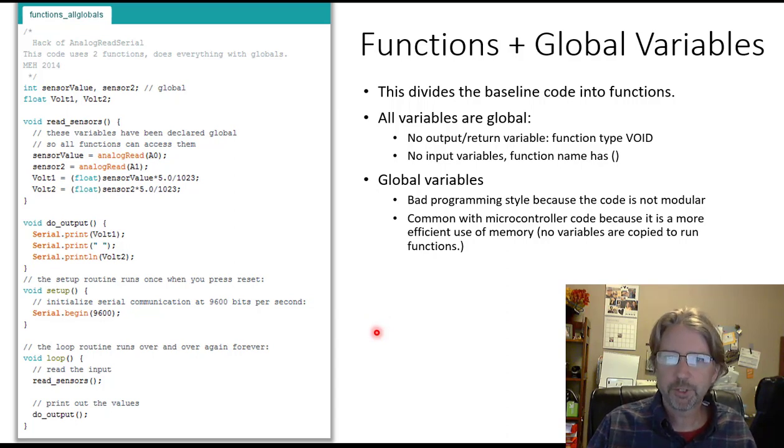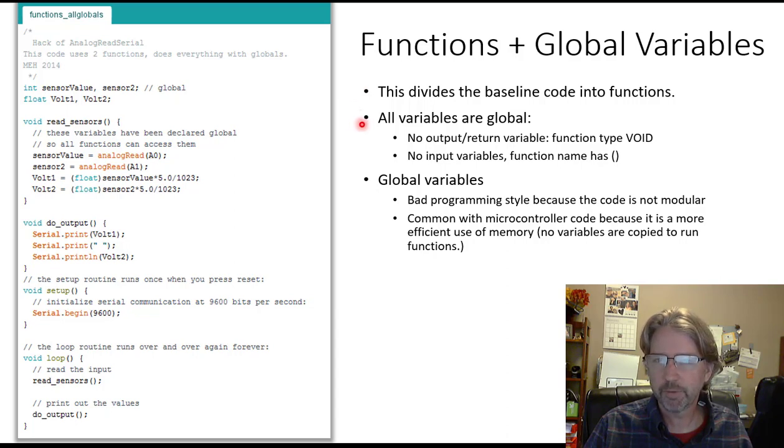So this is the first way to make this code modular. What we have is functions to do all of the work and using global variables to control all the data. So this code is divided into functions and all the variables are global variables. That means they're declared outside of the functions, normally at the top. We have all of our global declarations. So we don't have any inputs or outputs. All of the functions are void with empty parentheses because we're sending everything around with global variables.